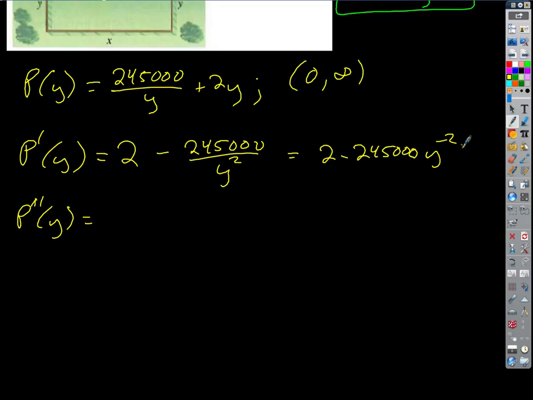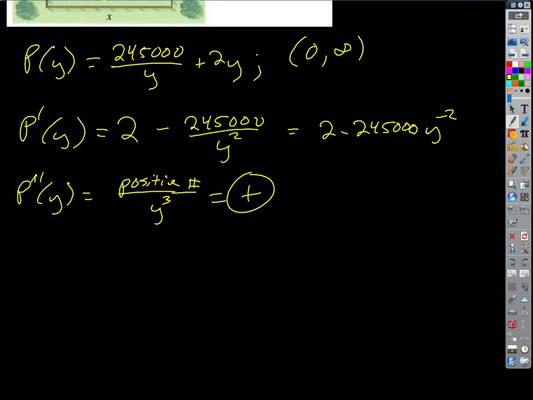490. So I get some big positive number times y to the negative 3, right? So I get a positive number over y cubed. I don't even really need to worry about what the number is, right? Because we just want to know the sign of the second derivative, right? What's it going to be on our domain? What's the sign of the second derivative going to always be? Positive, yeah. Okay? So I can make my table.